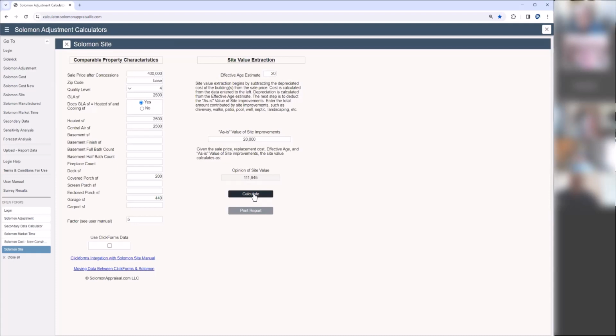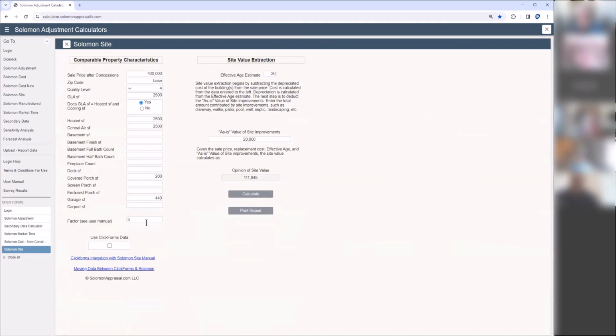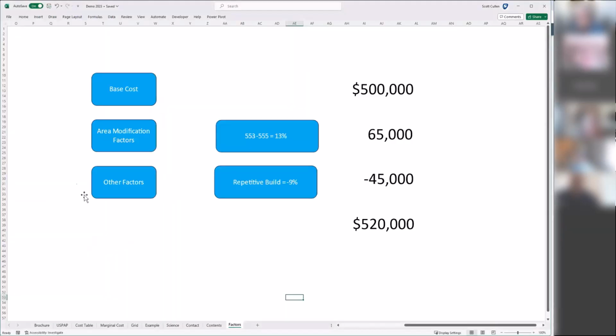So we've covered how to trust the site data, how to trust the cost data by Solomon Cost New. We've extracted a factor. Now we've got some confidence to use this cost data to extract the site value. And we've talked a little bit about the nature of cost data. There's base cost, and it's a huge volume of work to figure out the base cost for all these different quality levels of houses.